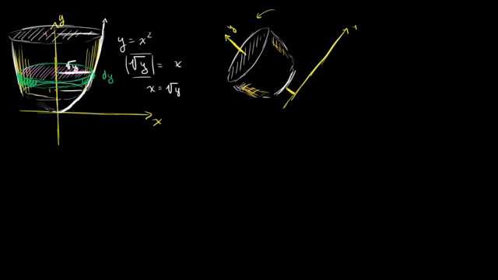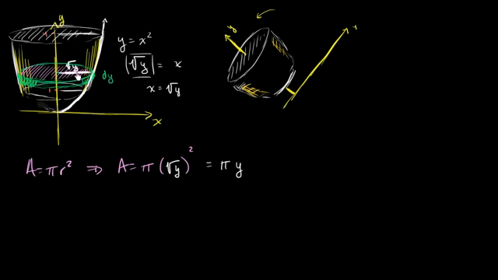So area is equal to pi r squared, which means that the area of this thing is going to be pi times our radius squared. Our radius is square root of y. So this thing is going to be equal to pi square root of y squared, which is just pi times y.